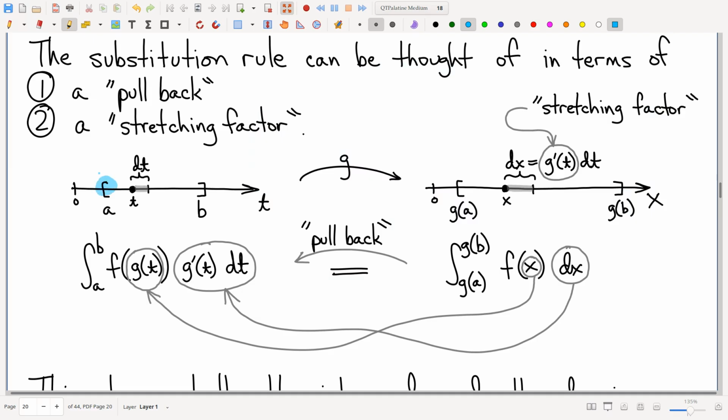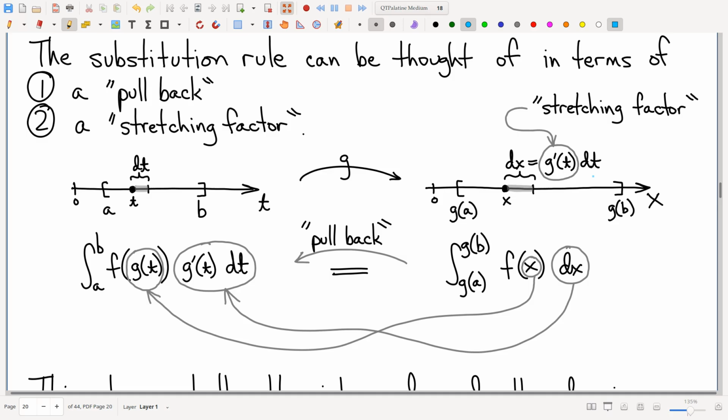a goes to g of a, and b goes to g of b. That's what g does, right? It takes inputs, gives outputs. Yawn. Okay.